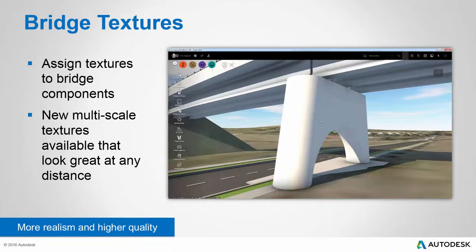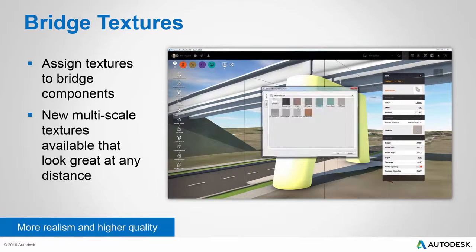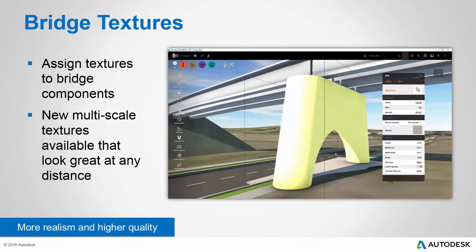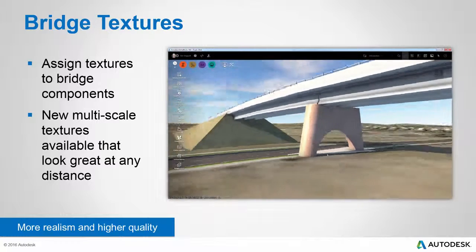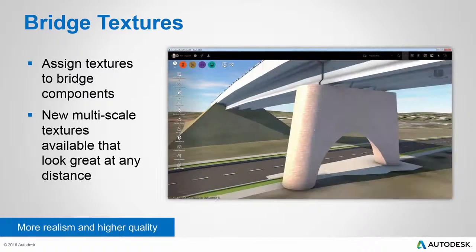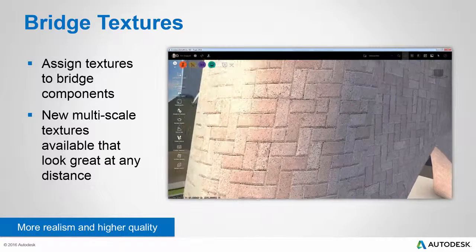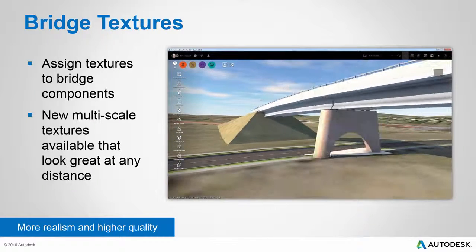Another addition you'll see in this update to InfraWorks 360 is the ability to assign textures to your bridge components. Here in the example video, we're assigning a brick texture to this pier. You'll also find that the textures themselves are pretty incredible. They're multi-scale textures, which means you can zoom in very closely and they look great, or you can zoom out and they still look great. They actually change as your view distance changes.